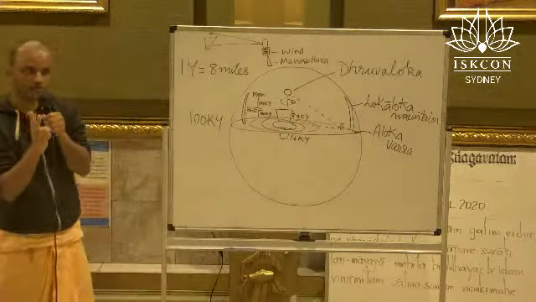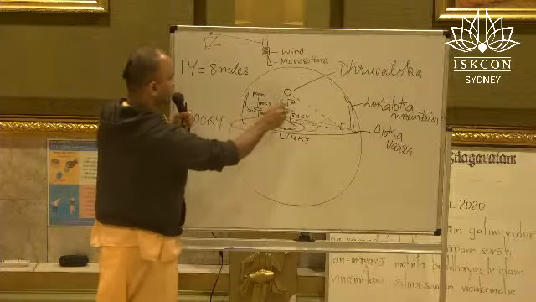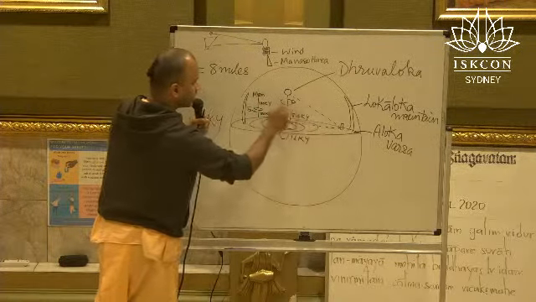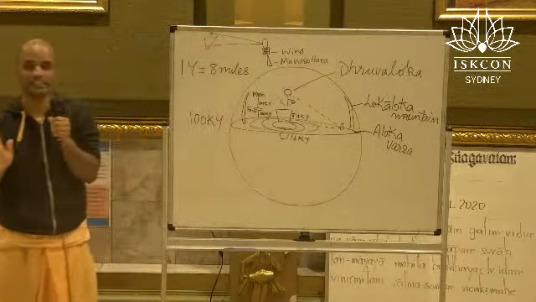Okay, so that's the second movement. Third independent motion is by moon. Just like how sun is moving, moon is also moving independently.